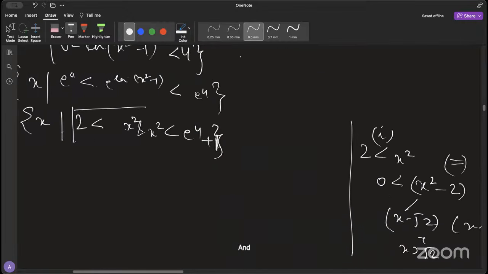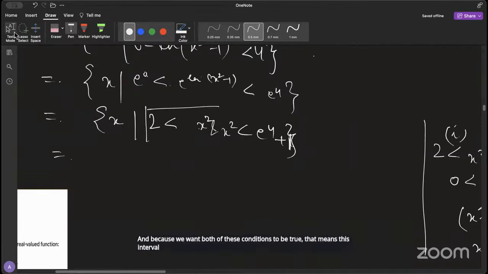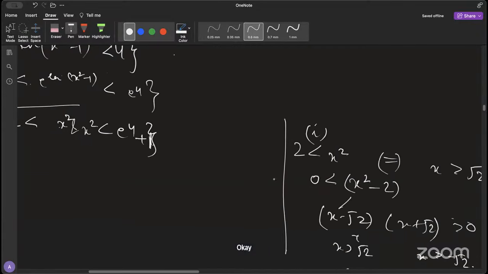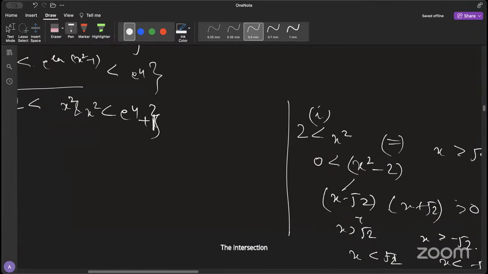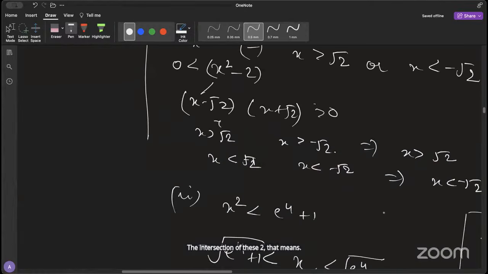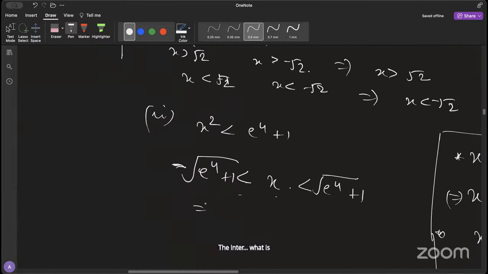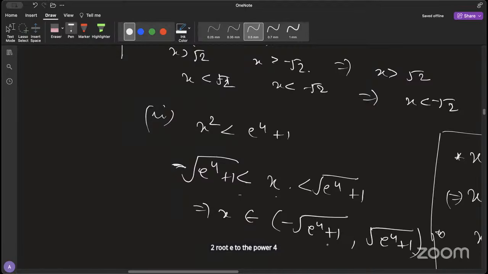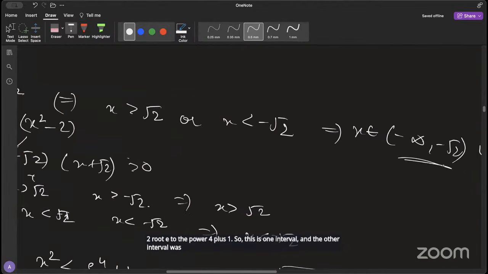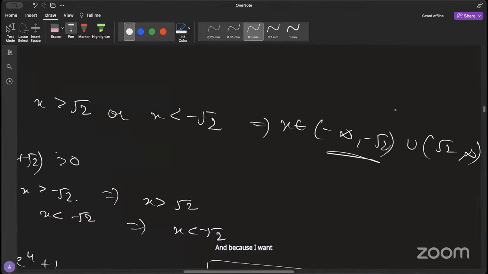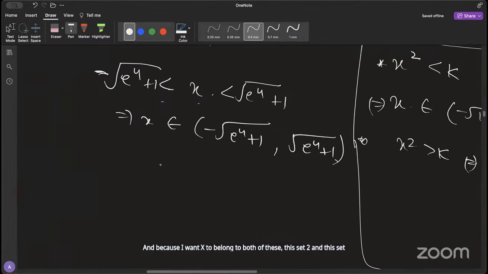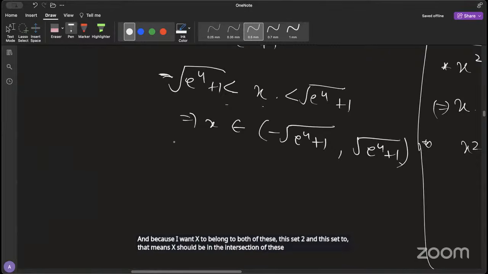And because we want both of these conditions to be true, this interval becomes the intersection of these two. That means your x should be from minus root e to the power 4 plus 1 to root e to the power 4 plus 1. So this is one interval and the other interval was this, right? And because I want x to belong to both of these, x should be in the intersection of these two from 1 and 2.